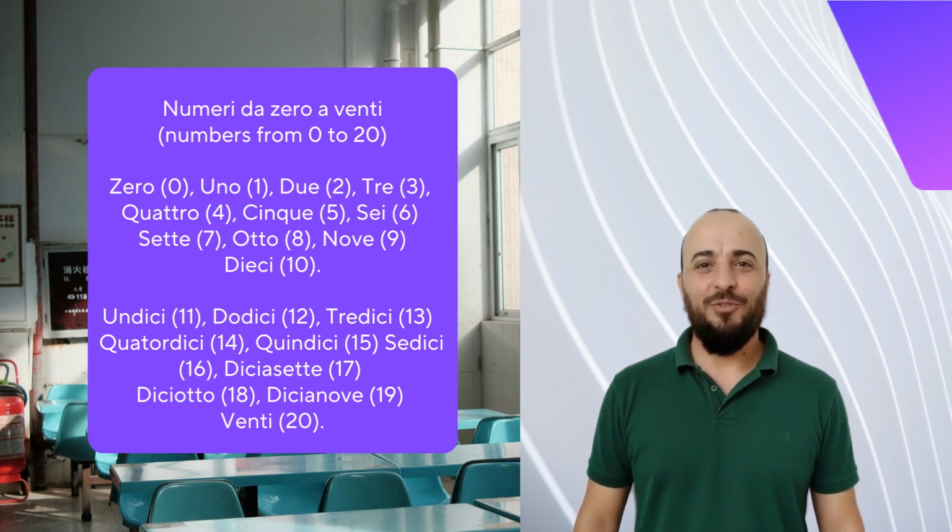Ripetiamo insieme. Numeri da 0 a 10: 0, 1, 2, 3, 4, 5, 6, 7, 8, 9, 10. Da 11 a 20: 11, 12, 13, 14, 15, 16, 17, 18, 19, 20.